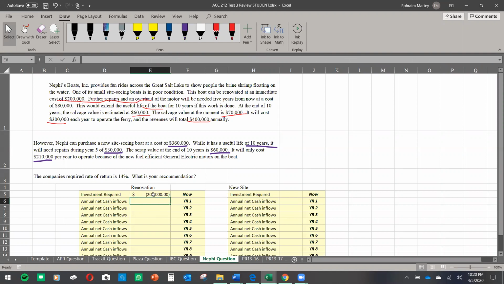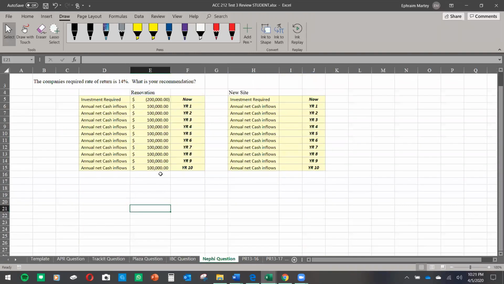Okay, now what is our annual net cash flow? It says here it will cost 300,000 each year to operate but revenue will be 400,000. So in real sense, the cash inflow coming to us is only 100,000. That is the 400,000 minus the 300,000 cost. So we only have a net cash flow of 100,000 each year. Because it's an annual thing, just reference it all the way till year 10. Okay, so this is the annual cash inflow that will come to us.